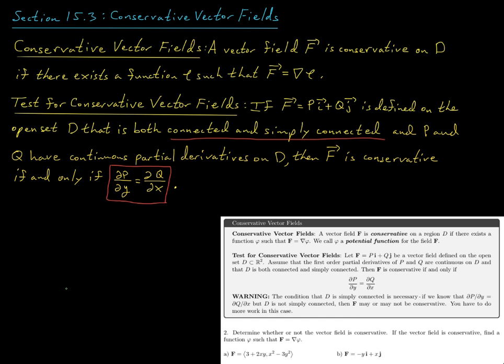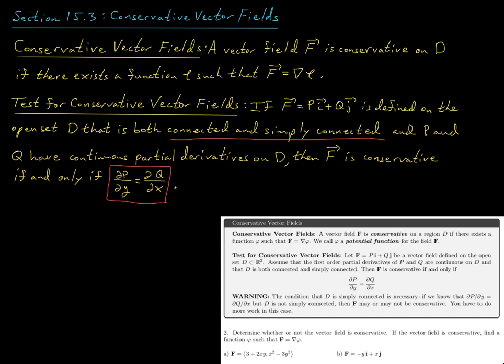All right, in this video, we're going to introduce conservative vector fields. And so we say that a vector field f is conservative on a region D if there exists a function phi such that f is equal to the gradient of phi. And we call phi here a potential function for the vector field f.